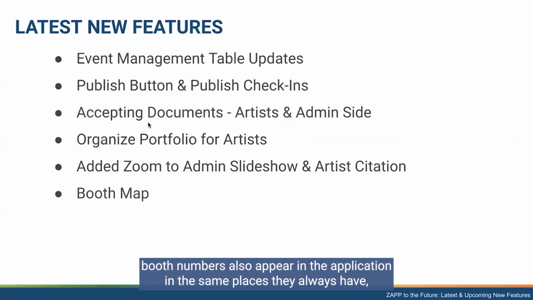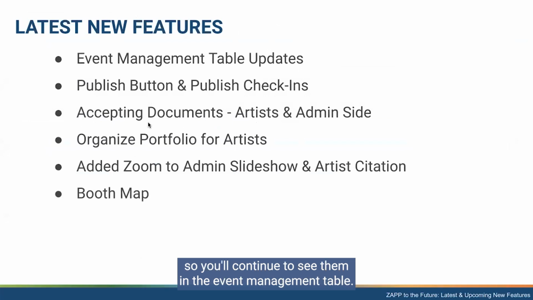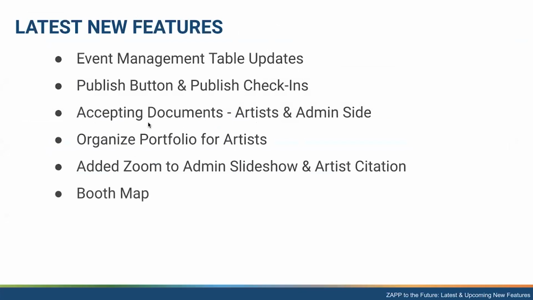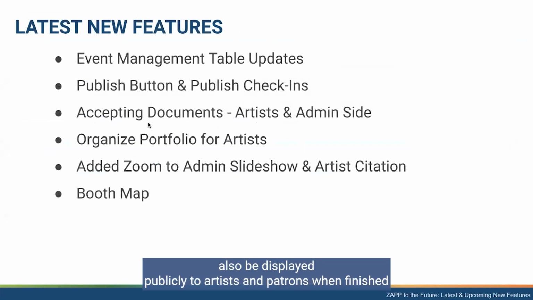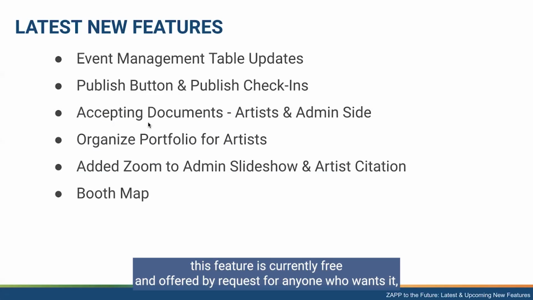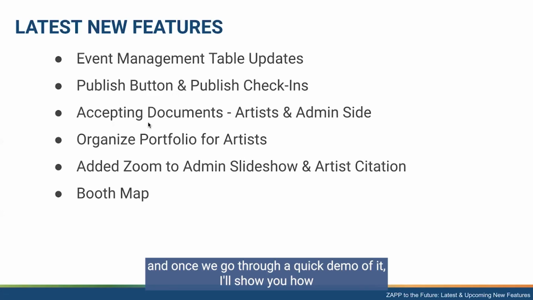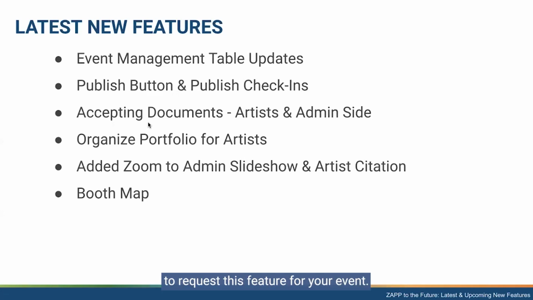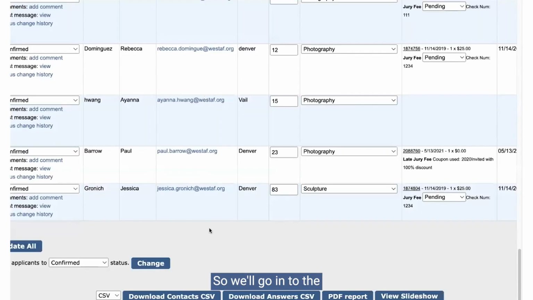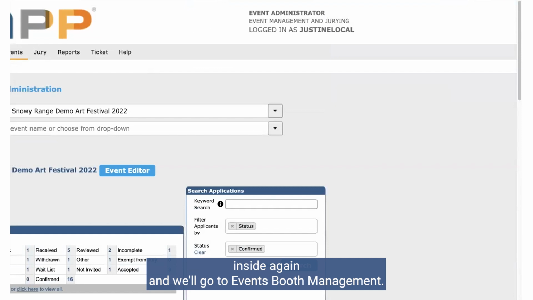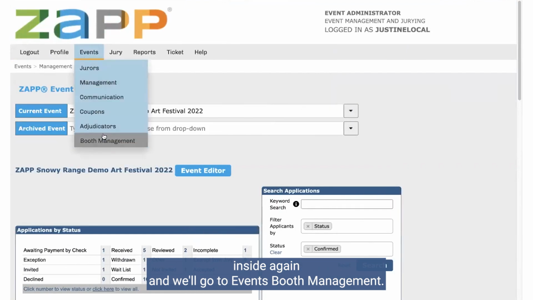Booth numbers also appear in the application in the same places they always have, so you'll continue to see them in the event management table. The booth map can also be displayed publicly to artists and patrons once finished. This feature is currently free and offered by request for anyone who wants it. And once we go through a quick demo of it, I'll show you how to request this feature for your event. So we'll go into the admin side again, and we'll go to Events Booth Management.